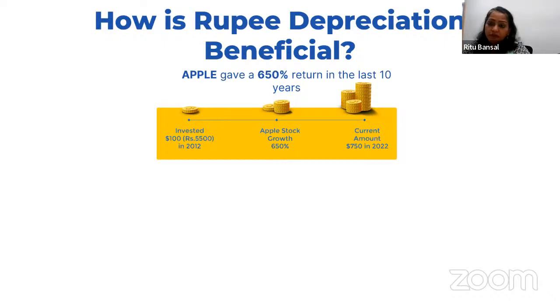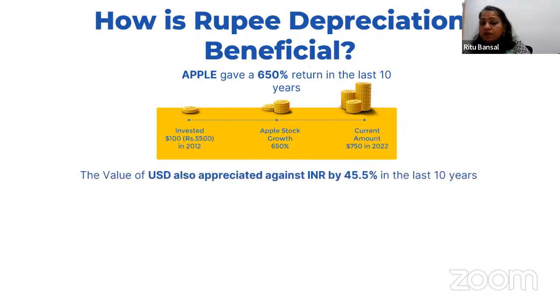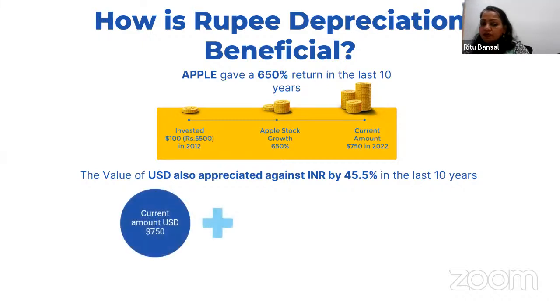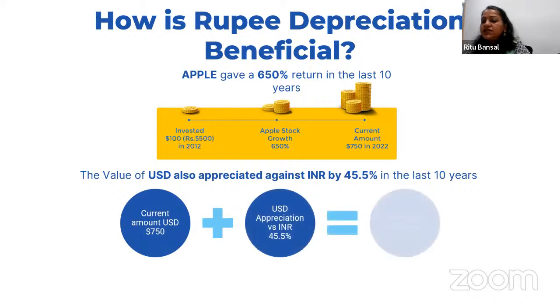So your $100 became $750. If you were to convert that at the value at which you had invested, at 55, that becomes 37,000 rupees. Let's assume you were to take this money back to India now. So how does it fare? USD appreciated by 45.5%, which I said is 4.5% year on year. So your $750 plus your rupee depreciation is equal to 60,000 rupees. So you've added 23,000 rupees through rupee depreciation. And more importantly, that 23,000 rupees is not taxed.